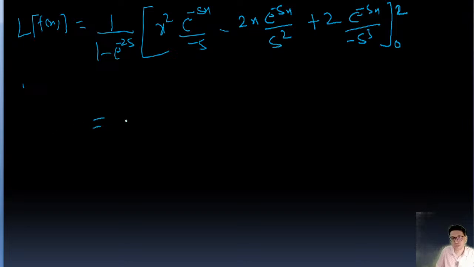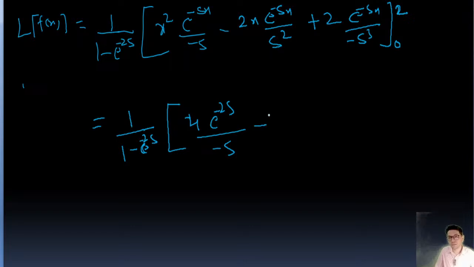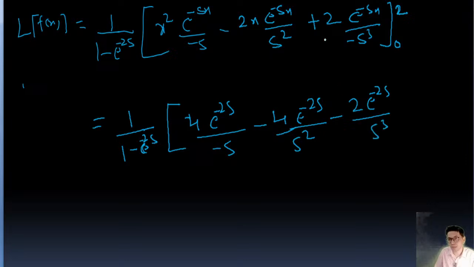Very simple integration. So it is going to be 1 upon 1 minus e to the power minus 2s, and we put the value. x is 2, so x square is 4: 4 e to the power minus 2s upon minus s, minus 2 times 2 is 4, e to the power minus 2s upon s square, minus 2 e to the power minus 2s upon s cube, because the minus will be there.